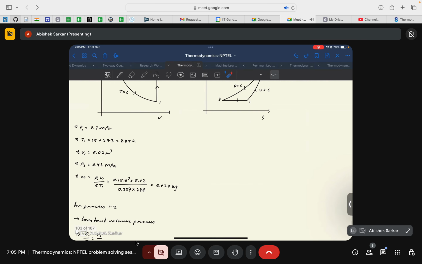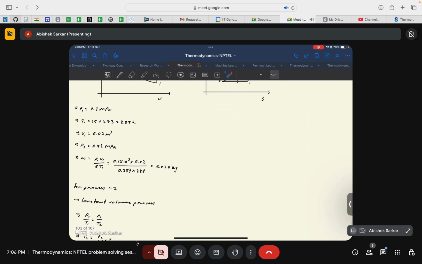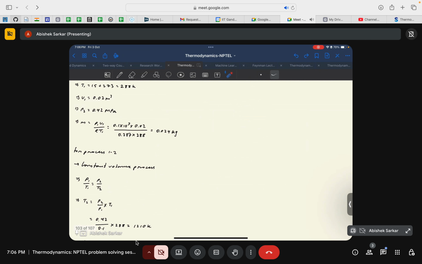Now process 1 to 2, it's a constant volume process. So the parameters that are changing are your pressure and temperature. Since you already know the final pressure P2, the task would be to find the change in the temperature. You will see why. This can easily be obtained from the ideal gas law. I will just give you a hint for this case only. For other cases, I will just skip the derivation parts.